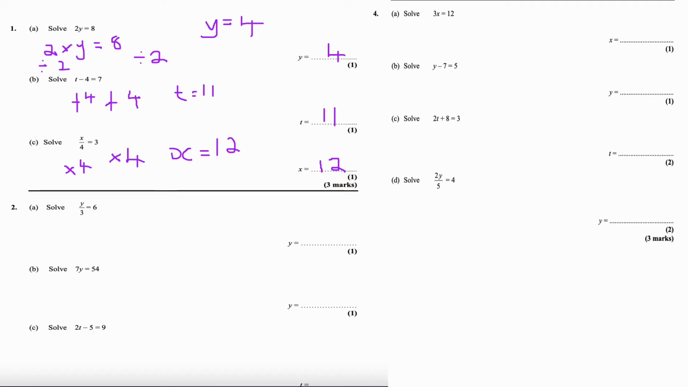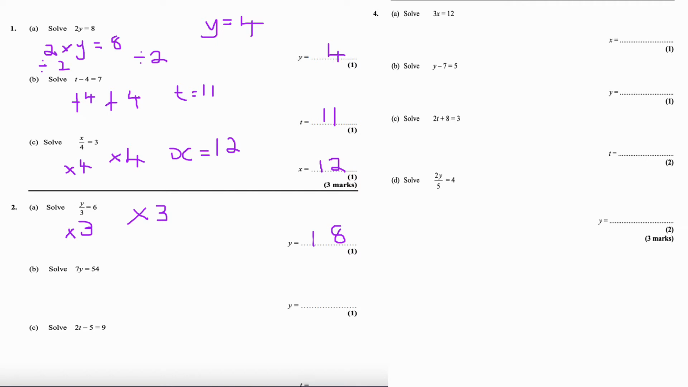Question number 2, solve y over 3 is equal to 6, so y divided by 3 is 6, so the opposite of dividing by 3 is to times by 3, so multiplying both sides by 3, guys, we get y is equal to 6 times 3, which is 18, guys. Okay, 6 times 3 is 18. Timesing the left hand side by 3 cancels the division by 3, so I'm just left with y is equal to 18.